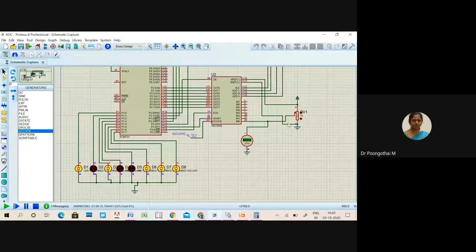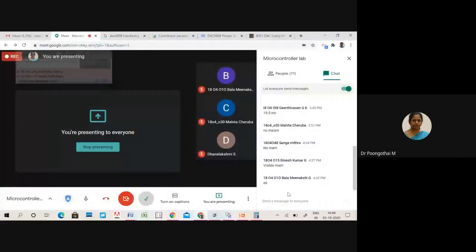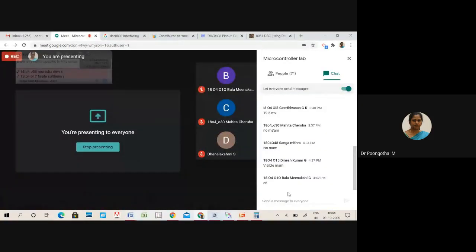Whatever analog value I am giving is given to your ADC IC. That analog value is converted into digital. After conversion, the converted value will be available on P2. I have transferred this converted value into P0 to visualize our output. So that's all about your ADC interfacing. Any doubts regarding this?